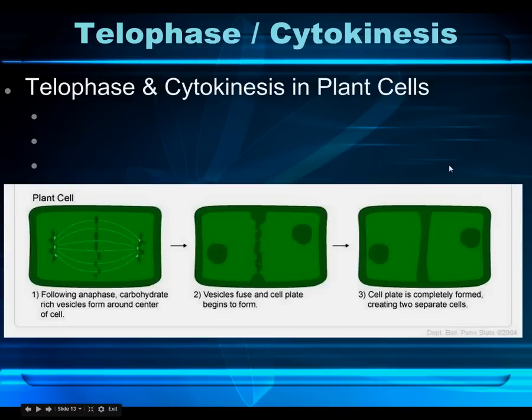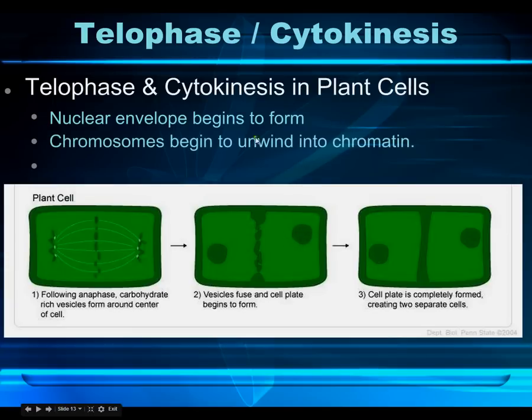So let's talk about plant cells. Plant cells work a little bit differently. Again, the chromosomes are at opposite ends of the cell, and just like in animal cells, the nuclear envelope begins to reform, and you can see in the second picture that that nucleus is there. Just like in animal cells, the chromosomes begin to unwind.